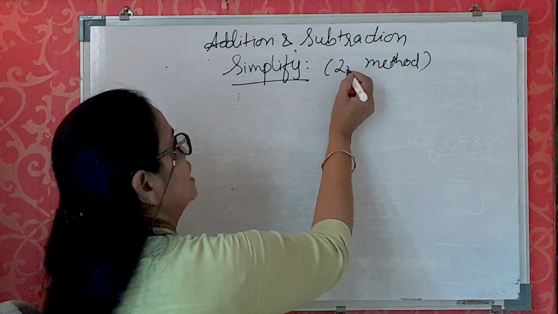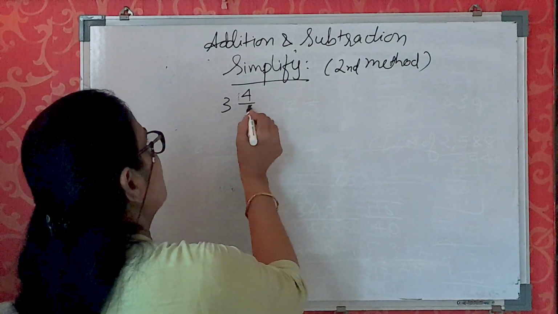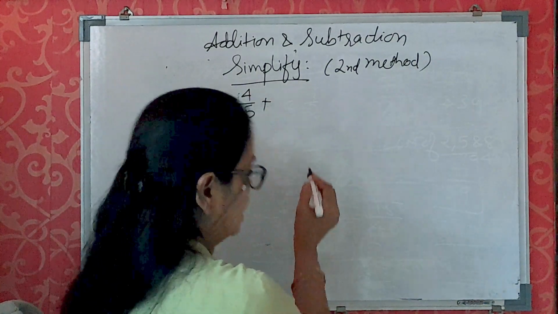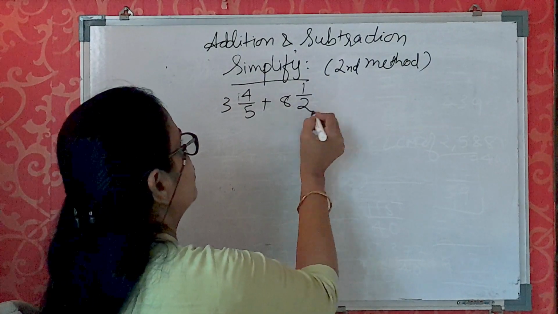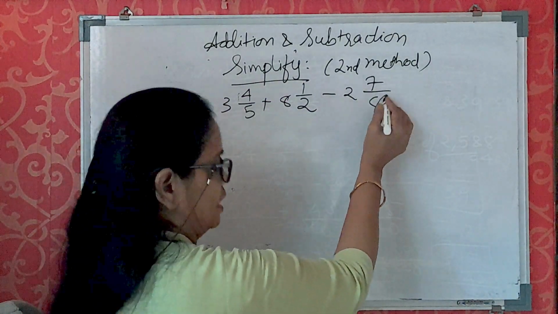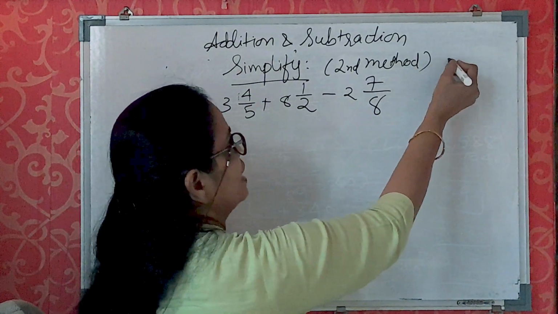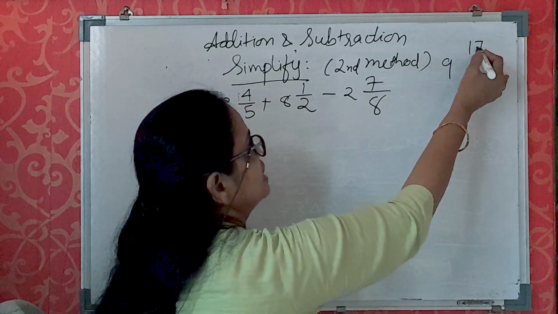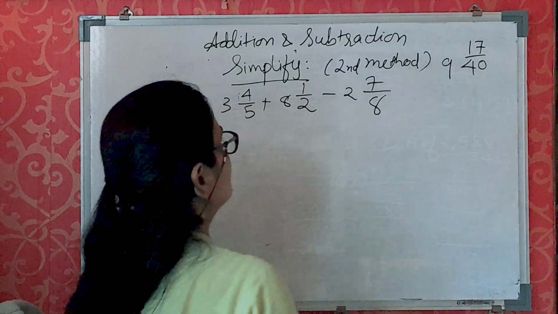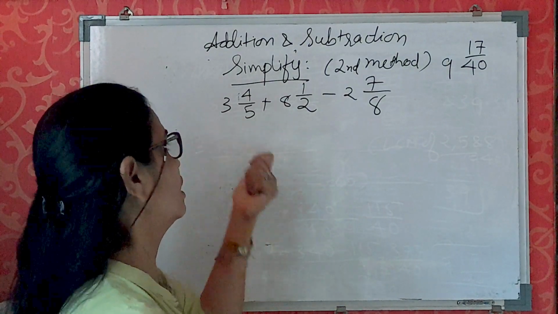Second method for this mixed fraction sum is: the sum is 3 integer 4 upon 5 plus 8 integer 1 upon 2 minus 2 integer 7 upon 8. Right? Same sum I am solving, and in the earlier sum my answer was 9 integer 17 upon 40. We'll check whether it's coming by this method or not.